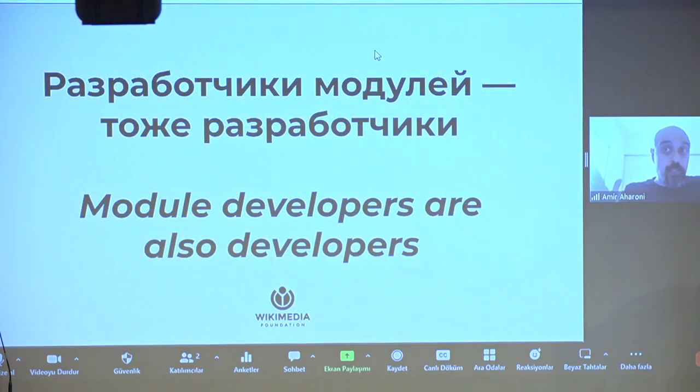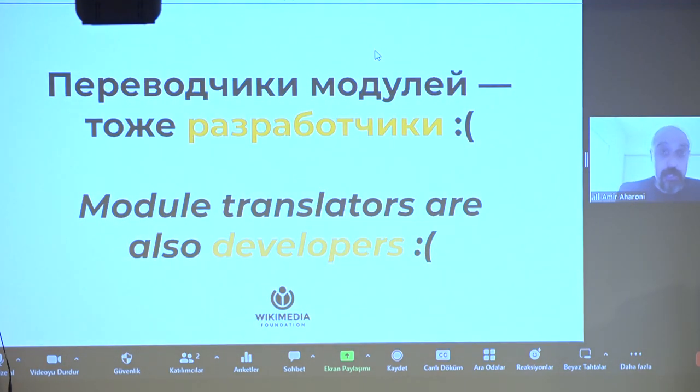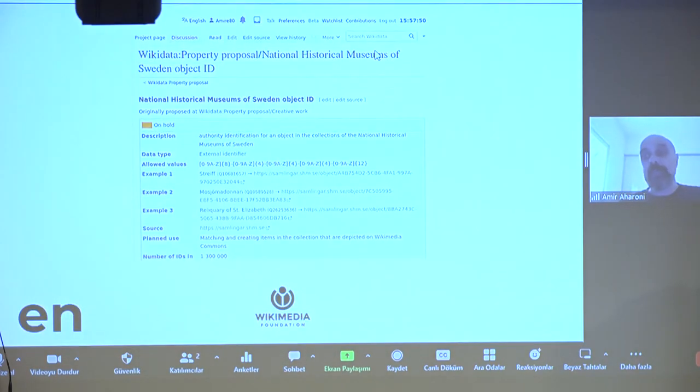So what's the problem? Modules are the organizers', and we should respect them. But the problem is the translators of the modules are also the organizers, also the developers. For example, you can see here on Wikidata, we are adding the option. In Turkish, the option is özellik. Okay, here you can see thousands of properties. We can add more options here.